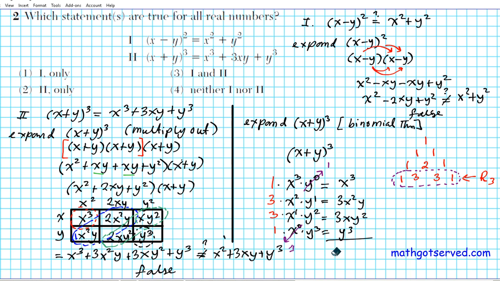If you add them all together, you get x to the 3rd plus 3x squared y plus 3xy squared plus y to the 3rd. And that's exactly what we got here. And we see that it is not equal to x squared plus 3xy plus y to the 3rd. So this is just a different way of expanding binomials. Whichever method you use, you can clearly see that neither 1 nor 2 are true.